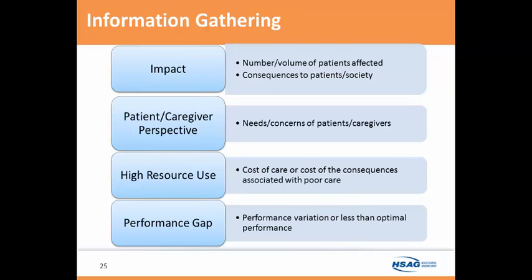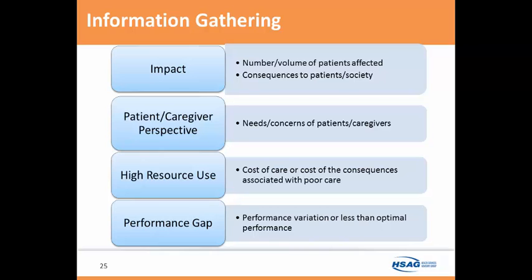At this point, the developer has a better understanding of the focus for new measure development, and more information is required to hone in on which measure concepts should be prioritized for development. The basis of this stage for information gathering is on evidence. So what information should be gathered to build an evidence base for a measure concept? Determining the impact is important.